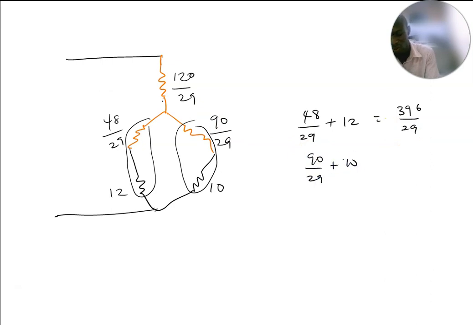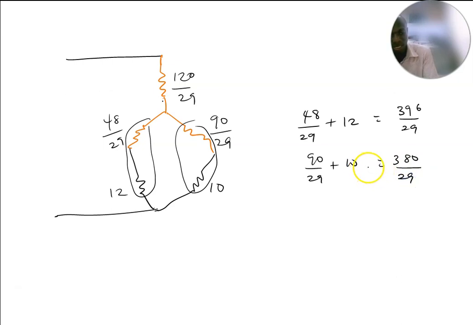And we have 90 on 29 plus 10. So that one too is 90 on 29 plus 10. And what do we get? We are going to get 380 on 29. Do you get it? Yes.